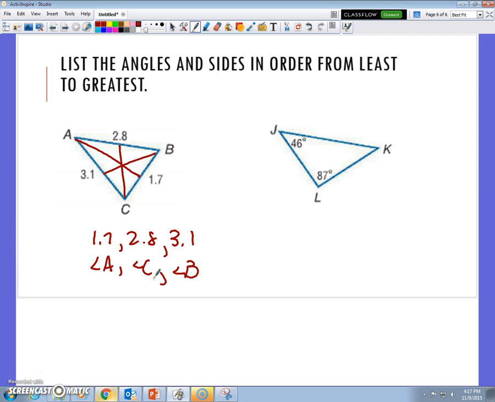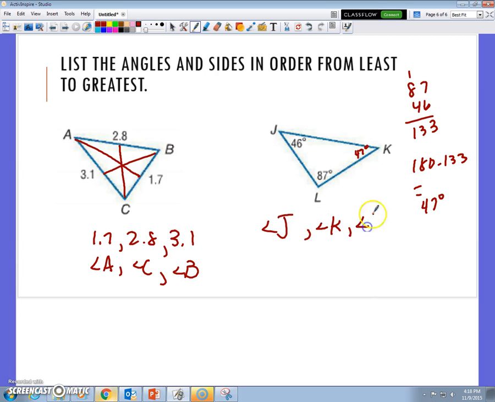And on this one, we're going to have to do a little more work. I see we have 87 and 46, so I have 133 degrees total. I need to know what my angle K is here, just to confirm whether it is the biggest, the smallest, or the middle angle. I'm going to say that is 47 degrees. Right there is 47 degrees, so it did make a difference. The smallest angle this time would be angle J, then angle K, and then angle L, because they just go in order from smallest to biggest.